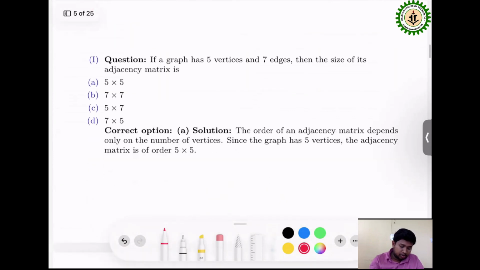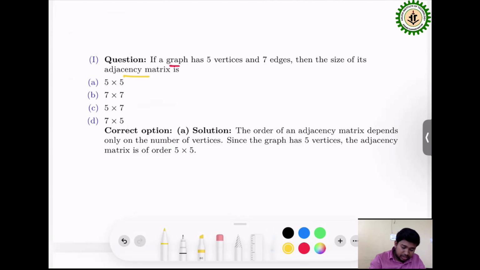First question is from graph theory. If a graph has 5 vertices and 7 edges, then what is the size of the adjacency matrix? Now we discuss what a graph is. A graph is a diagram consisting of some dots or points with some lines. This line is not necessarily a straight line. This type of diagram is said to be a graph.